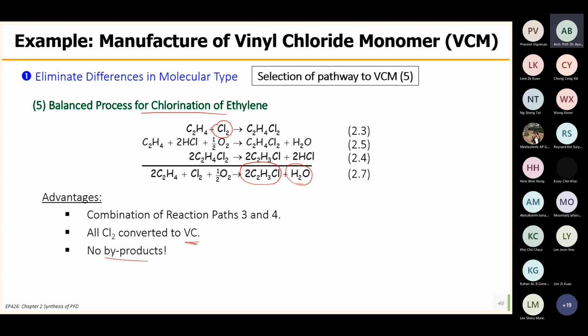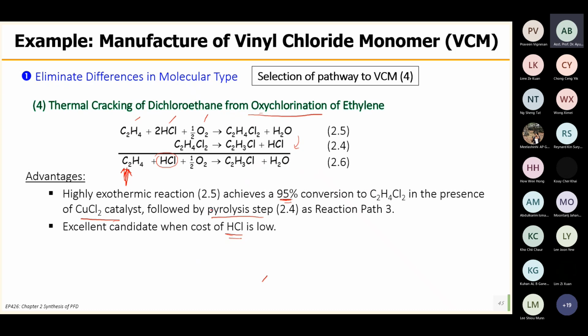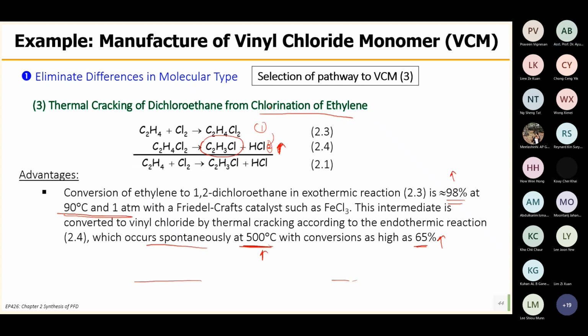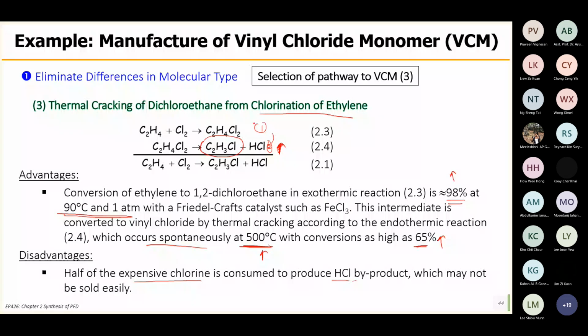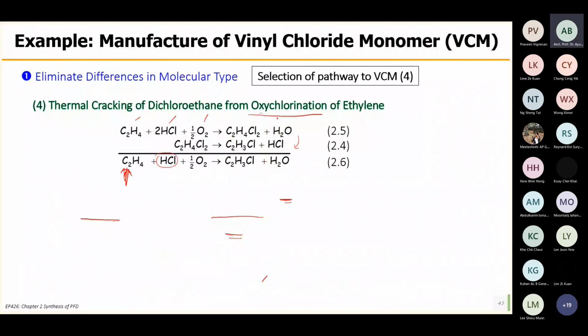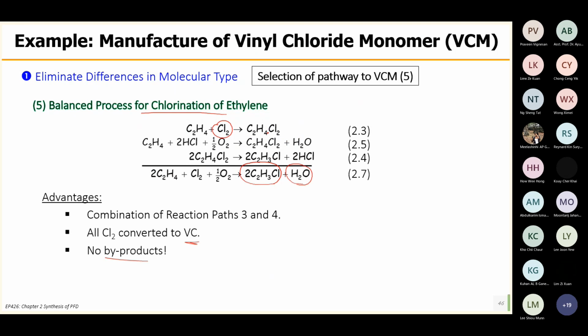Okay, so this one is a combination of path 3 and path 4, where 3 is this one: chlorination of ethylene and oxychlorination, and the thermal cracking method. So from there you can conclude which pathway you can proceed with.